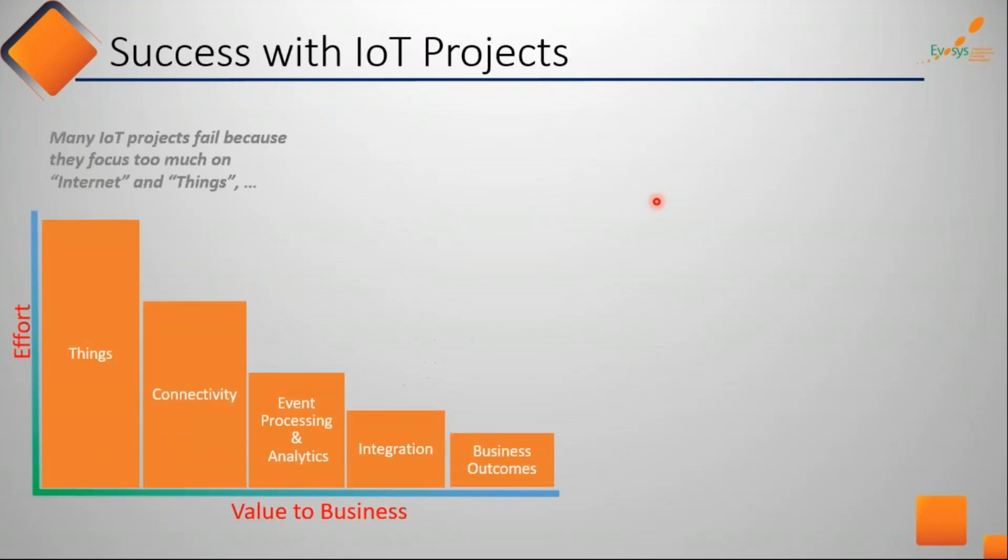Now, having said that, most IoT implementations have a tendency to fail because they focus too much on the internet, too much on the connectivity, too much on the thing, but they don't focus on the business outcome. What should be the business outcome? What are we looking at? What is our final goal to achieve? What are the financial KPIs that we're looking at?